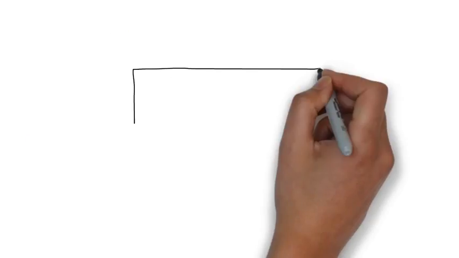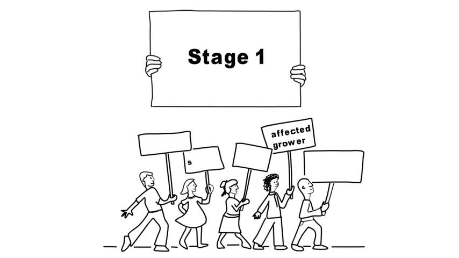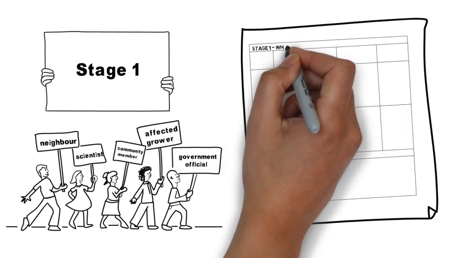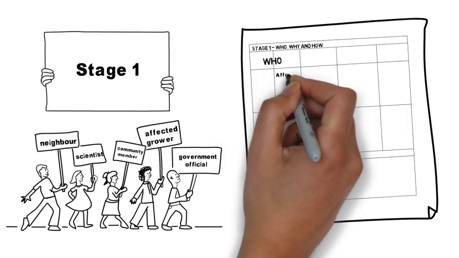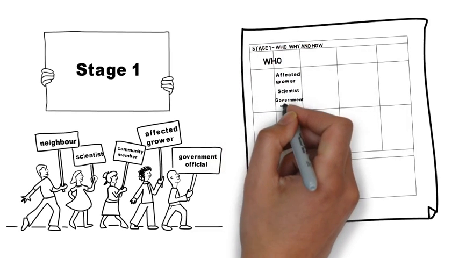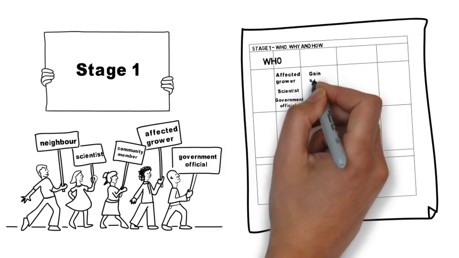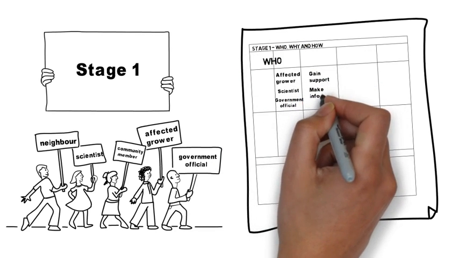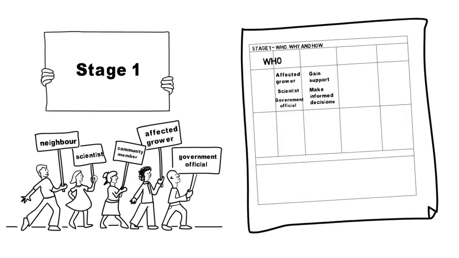In stage 1, we identify who the stakeholders are. Key stakeholders include those who exert influence over collaboration and decision-making processes because of their knowledge, role, skills, or relationships with other key players. Their support is critical to the success of our proposed biosecurity program. We decide why they should be engaged.